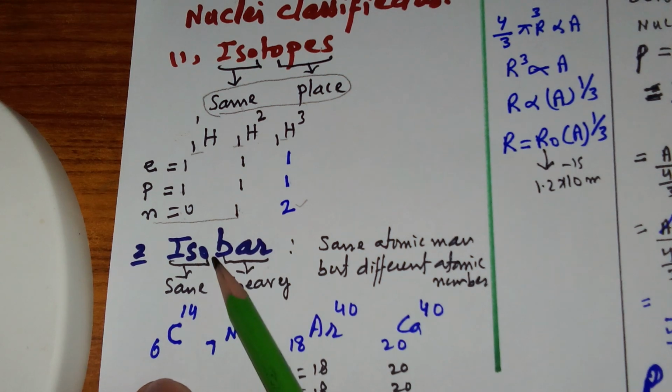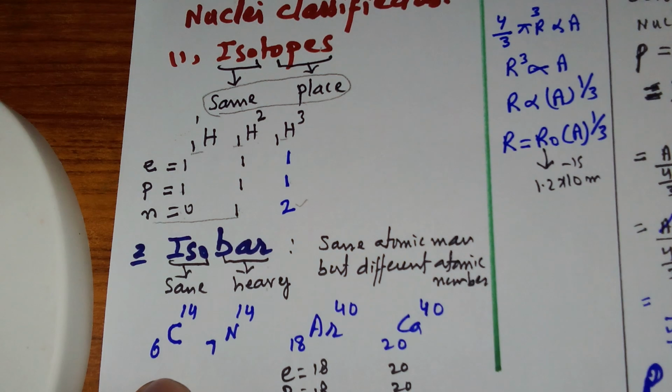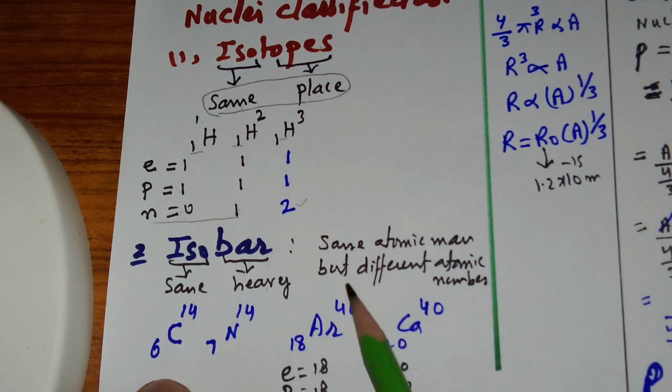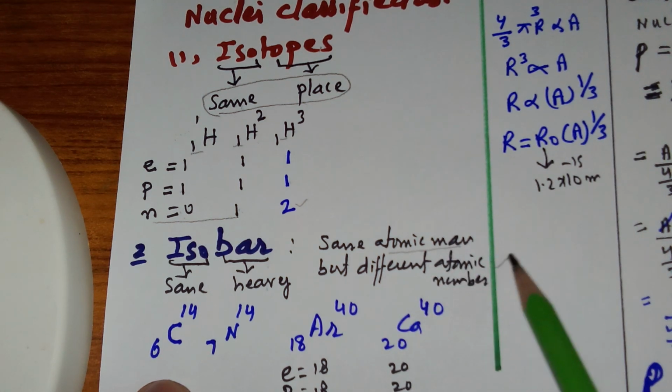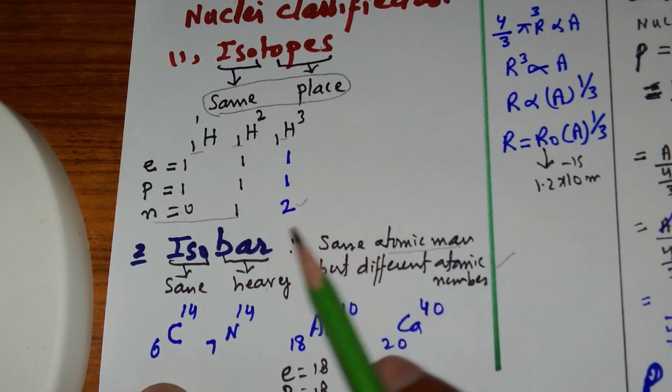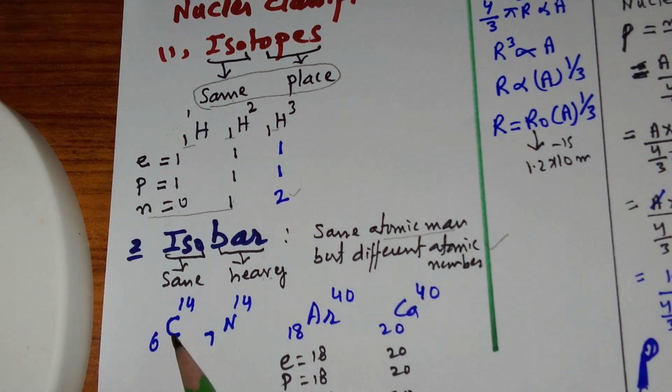So what's the meaning of the word iso? Iso means the same, bar means heavy, meaning equally heavy. So it means that two atoms or two elements have the same atomic mass, the same mass number. So the same atomic mass or mass number but a different atomic number are known as isobars. Bar means heavy.